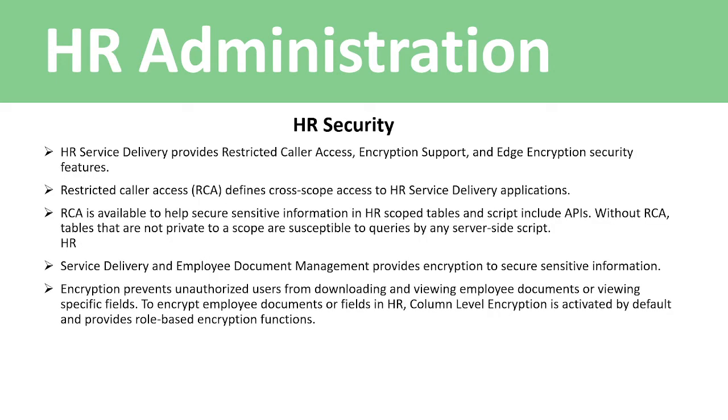Okay, this is the security. We can define a segregation process and restrict the caller user to define cross-scope access to the HR service delivery application. HR service delivery provides restricted caller access, encrypted support, and edge encryption security. The simple aim of HR security is to secure highly sensitive data, because in HR we have highly sensitive information, so we are securing the data using encryption technology or the edge encryption security features.